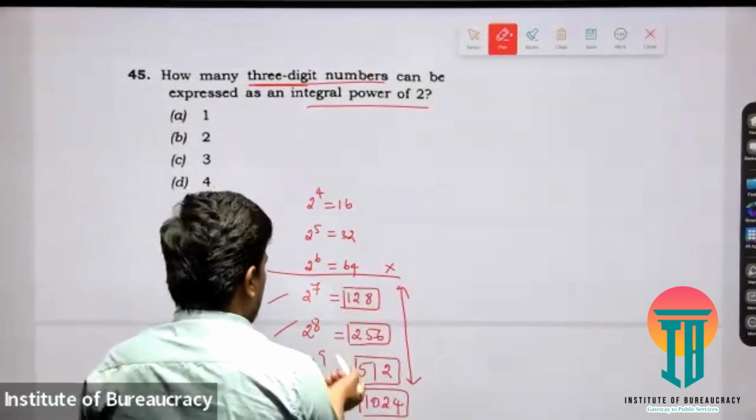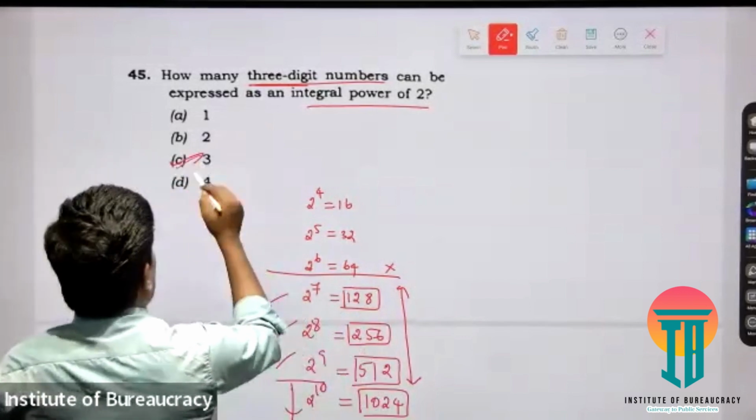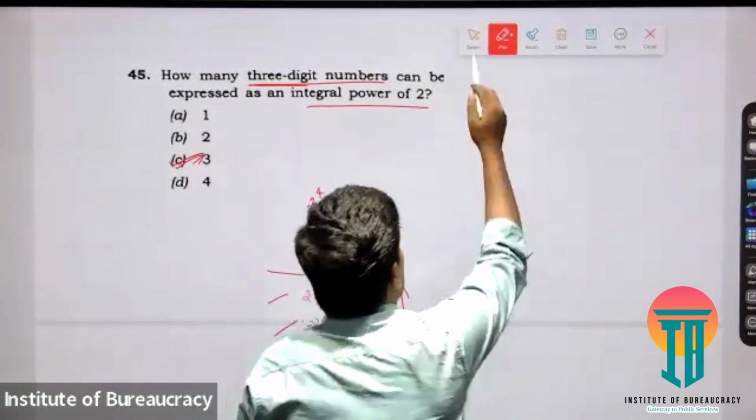Therefore, three-digit numbers we get only 3. Therefore, option is C, answer is 3. Simple.